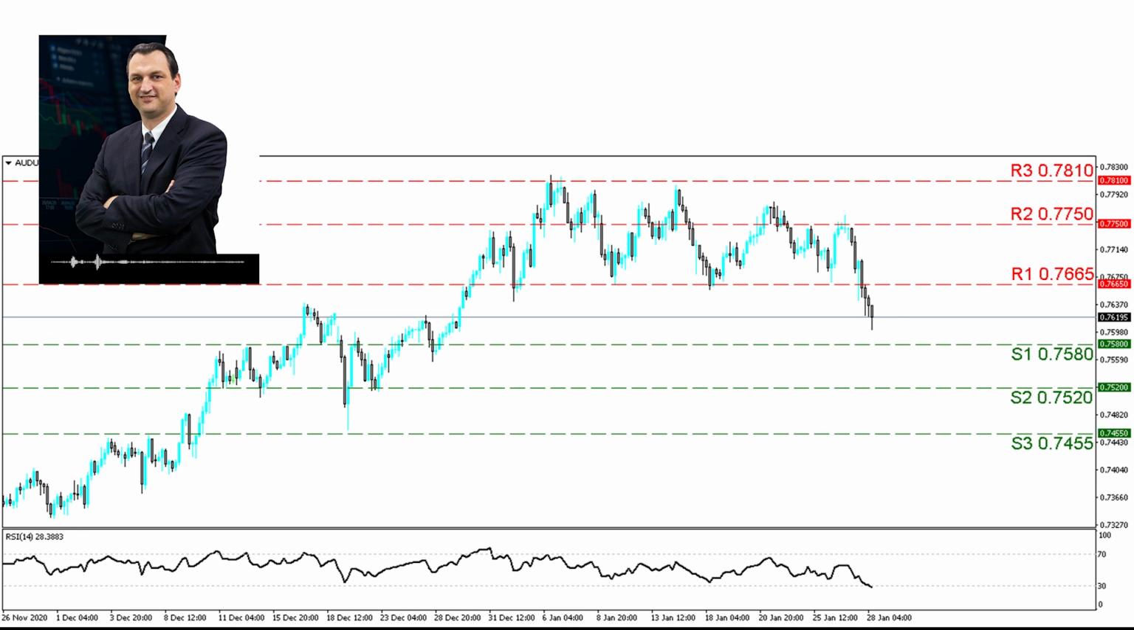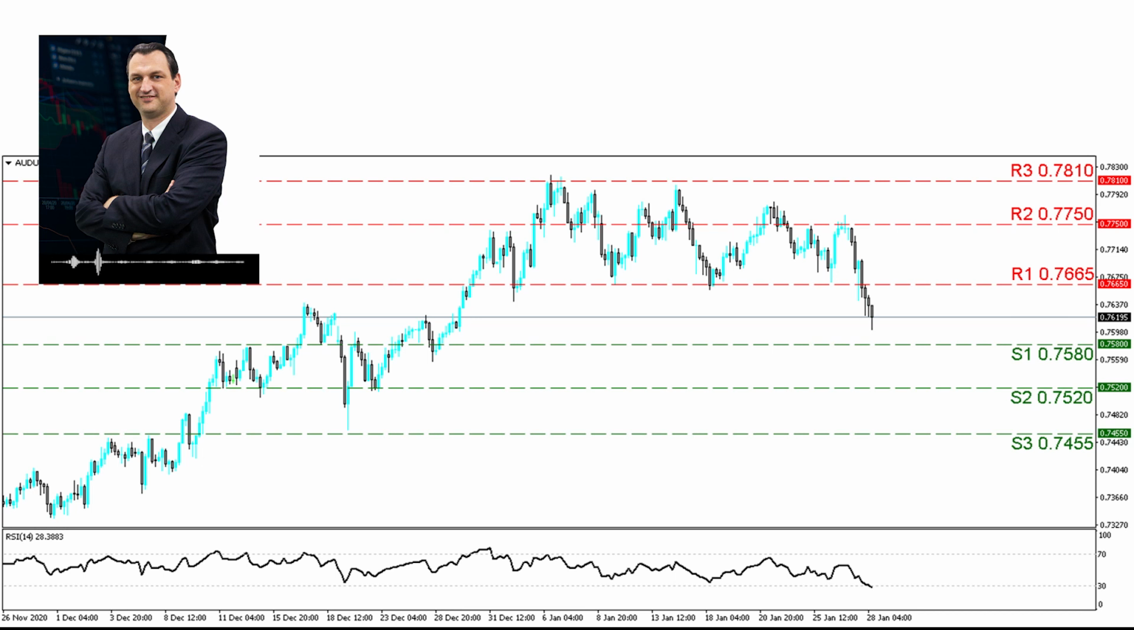The currency pair was the most active among the majors since yesterday, the 27th of January, as it lost more ground than all of them. For this reason, the Aussie is currently aiming for our S1 0.7580 support level, and it could make a stop there as it did back on the 23rd of December. Lower levels we have noted are the S2 0.7520 level and the S3 0.7455 barrier, which could be eyed by the sellers.